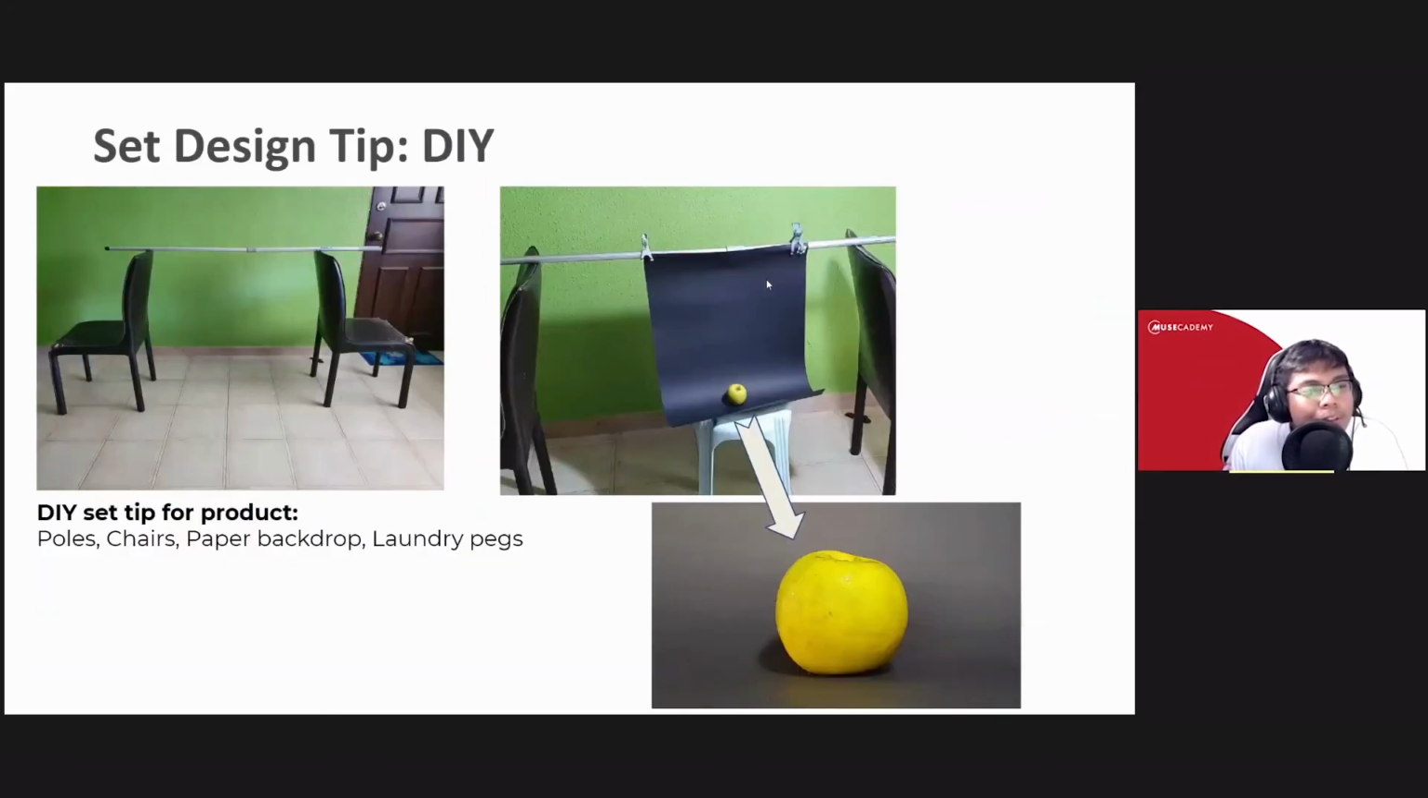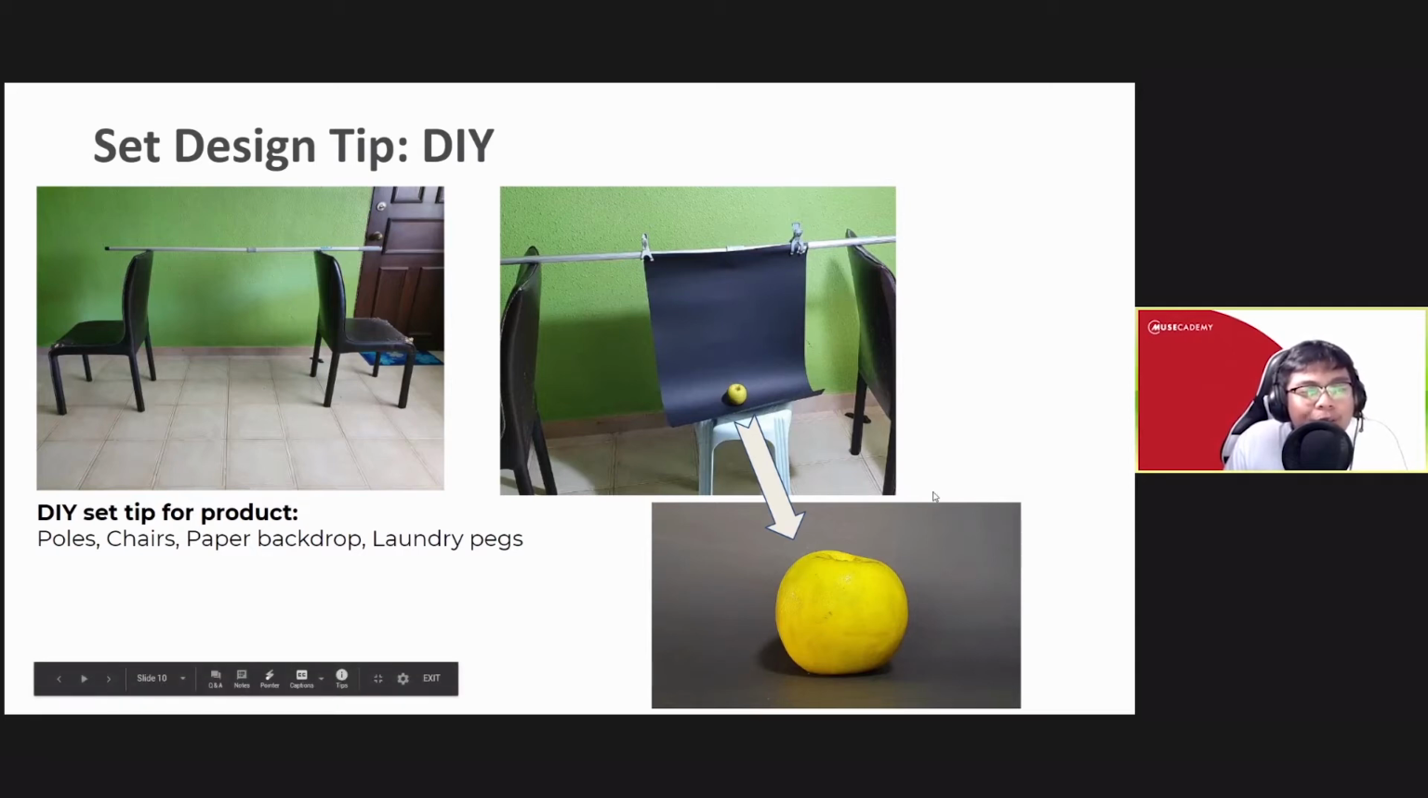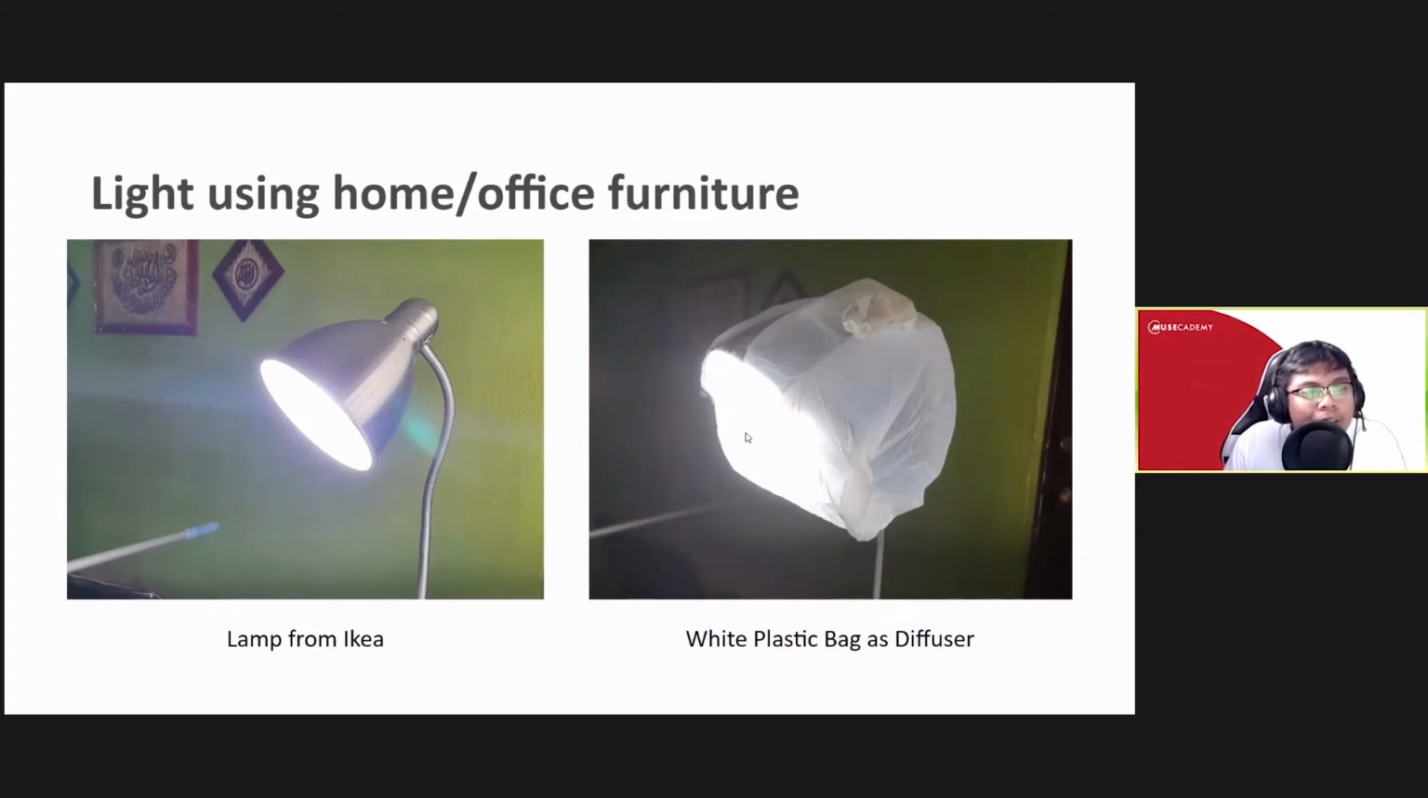Another set design tip is like this. You see how I use such a small paper because the product is very small, just an apple, and I get the result which is at the bottom. Does it look like I use this type of setup, or does it look like it's shot elsewhere? You know. And for lighting, you can use your home or office furniture, like I mentioned, like this lamp. This one is good. I'm using it right now.